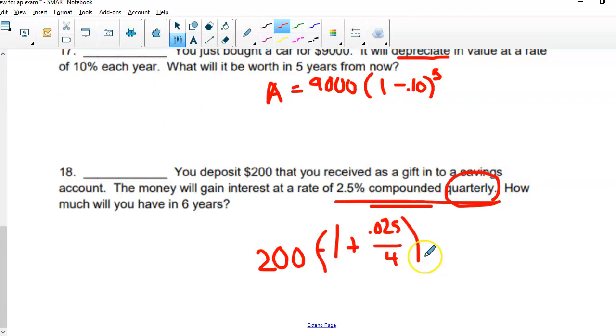So I'm going to take the times per year. Times per year is 4. And then the T is how many years? That's 6, so 4 times 6. Plug that in your calculator. That will give you the answer.